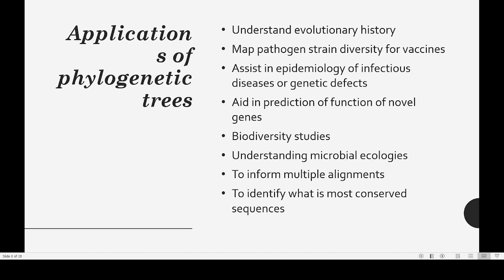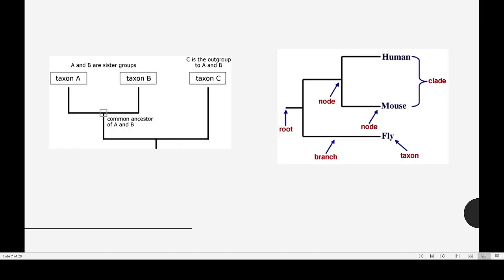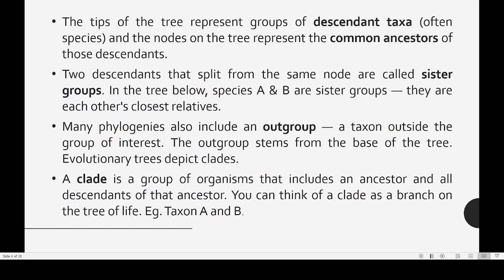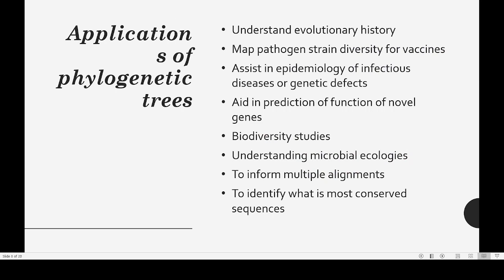It has a lot of importance or lot of applications. The main purpose of the phylogenetic tree is that if you look at this tree, you will be immediately able to tell that these organisms are closely related, these organisms are distantly related. That is the main purpose of any phylogenetic tree, to easily understand or predict the evolutionary history.